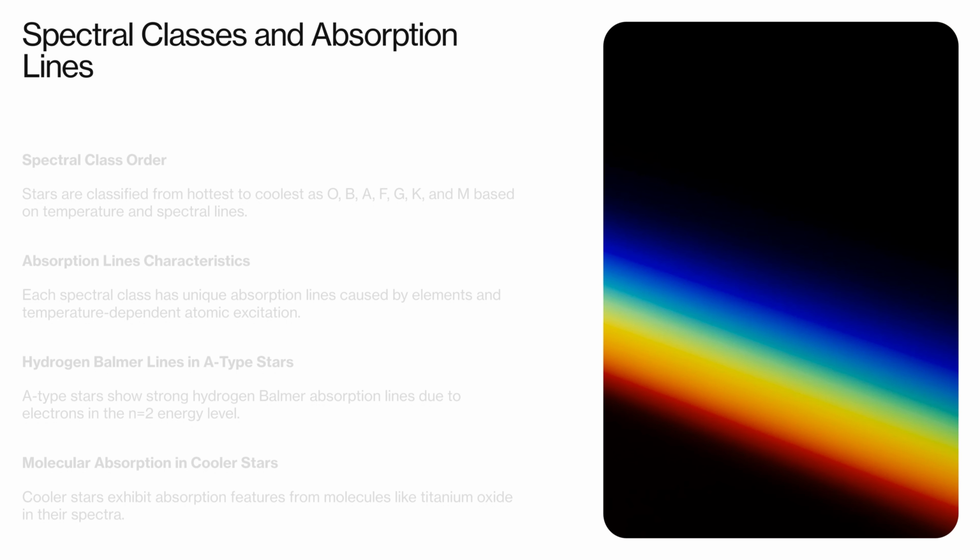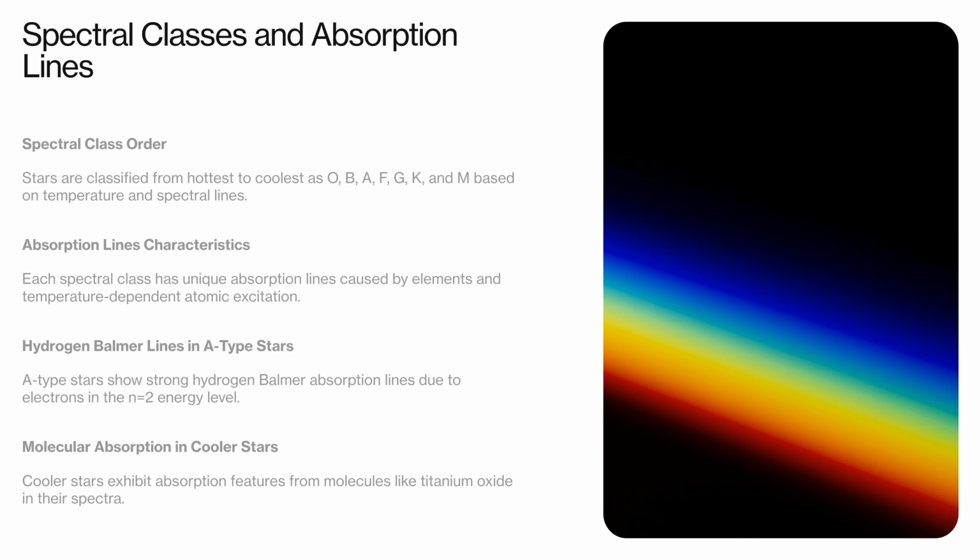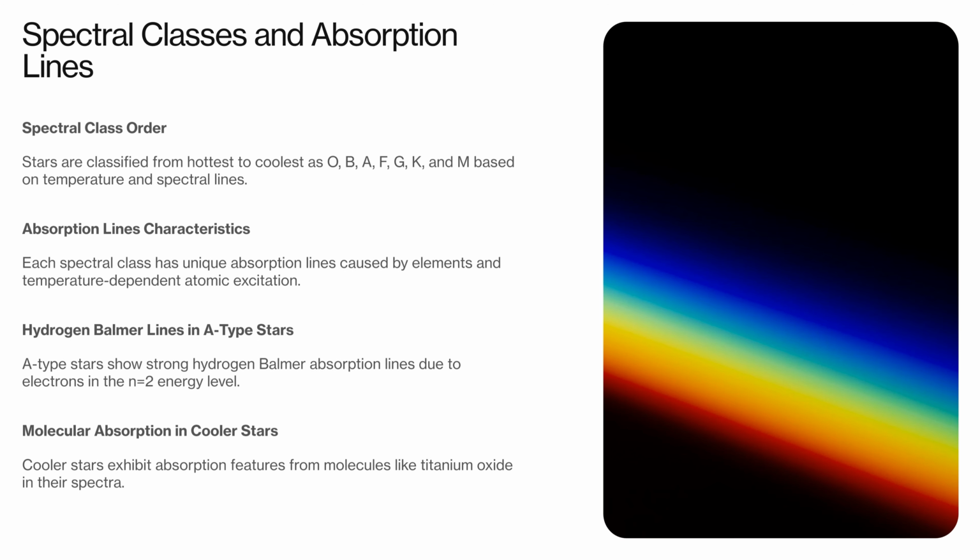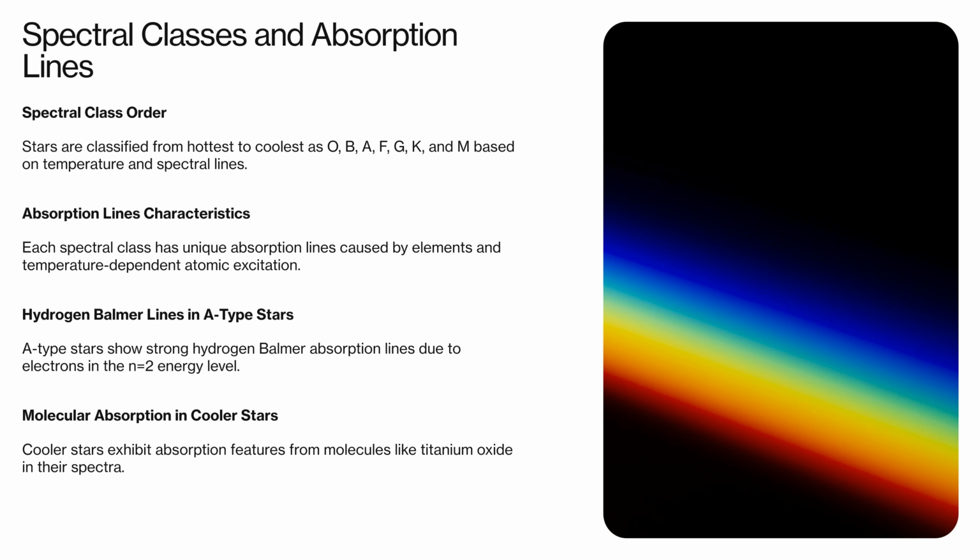Stefan-Boltzmann's law, P = σAT^4, relates the total power radiated to surface area and temperature. Stars are classified into spectral classes O, B, A, F, G, K, and M, ordered from hottest to coolest.